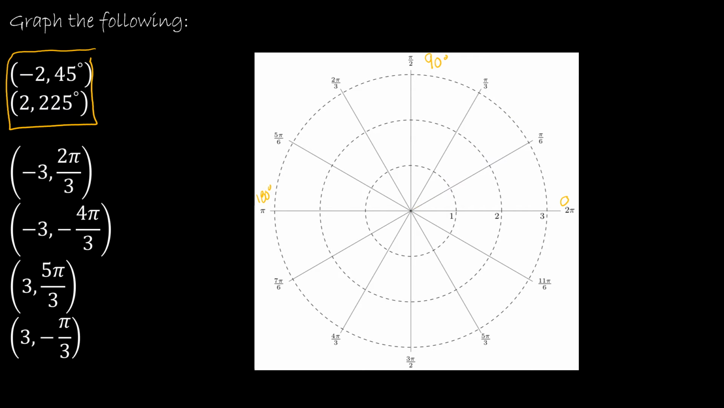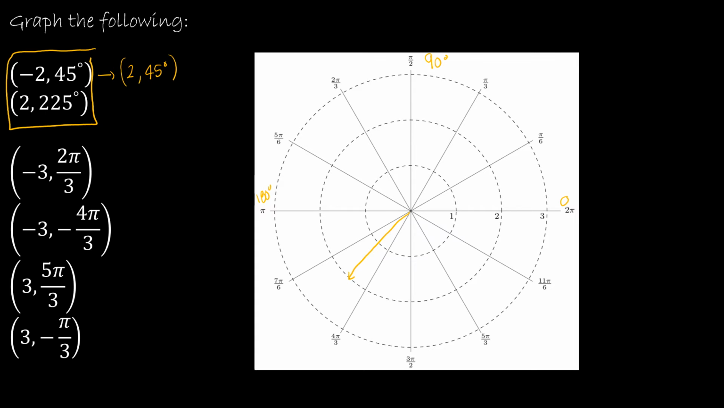But this is our first negative. So when you're graphing (-2, 45°), what you want to do is look at where (2, 45°) is first. That would be 2 units out and 45 degrees. So this would be (2, 45°). So (-2, 45°) would just be in the opposite direction. So that is the correct answer for (-2, 45°).